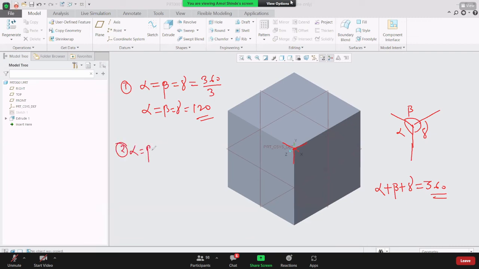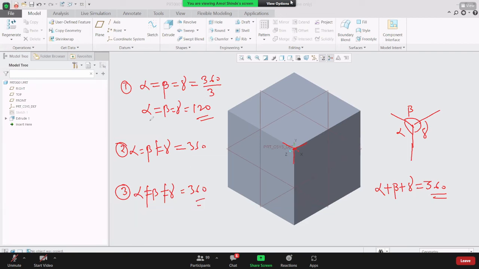If alpha is equal to beta, but it is not equal to gamma, any two angles are equal, but the addition is 360. I'll get condition number 3: alpha is not equal to beta, and not equal to gamma, but the addition is 360. All these three conditions are 3D.